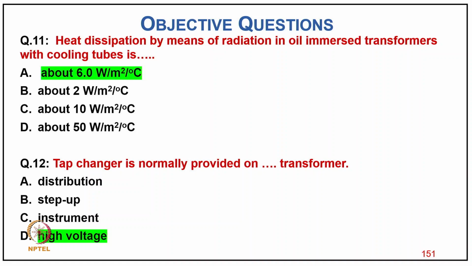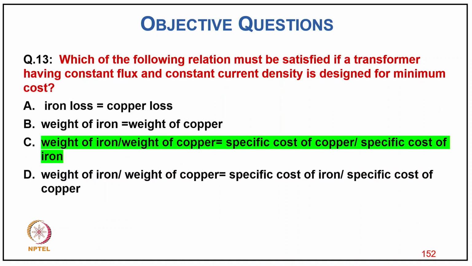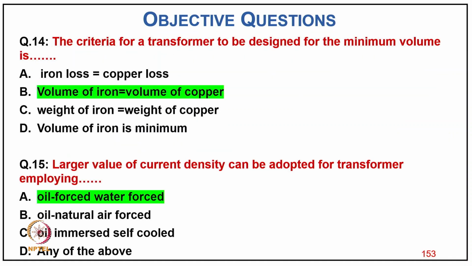The heat dissipation by means of radiation and convection transfers the cooling at about 0.6 watt per meter square per degree Celsius temperature change. A tap changer is normally provided on the high voltage winding because of lower current. The relation must be specified in terms of a constant for the weight of iron upon the weight of copper, that is, the specific cost of copper divided by the specific cost of iron. The criterion for a transformer to be designed for minimum volume is volume of iron equal to volume of copper. A large value of current density can be adopted.